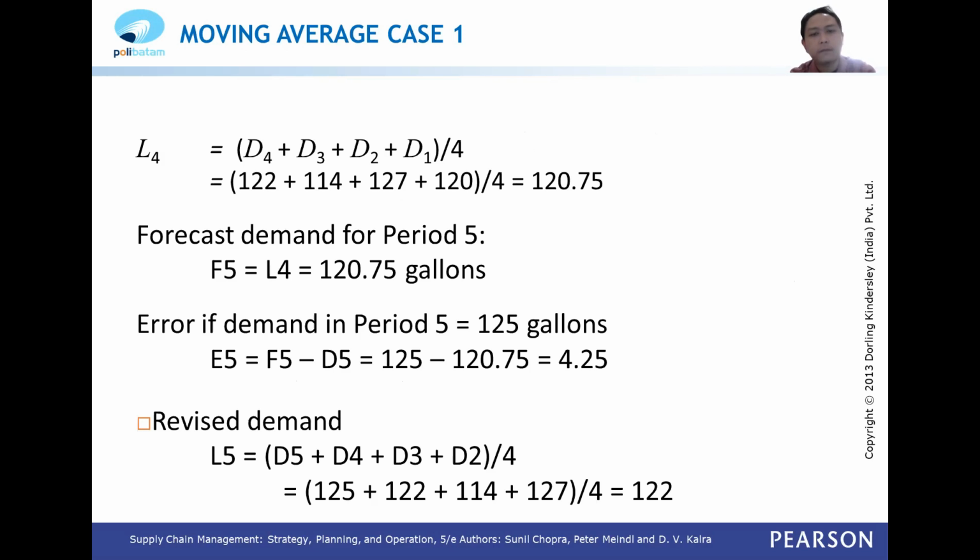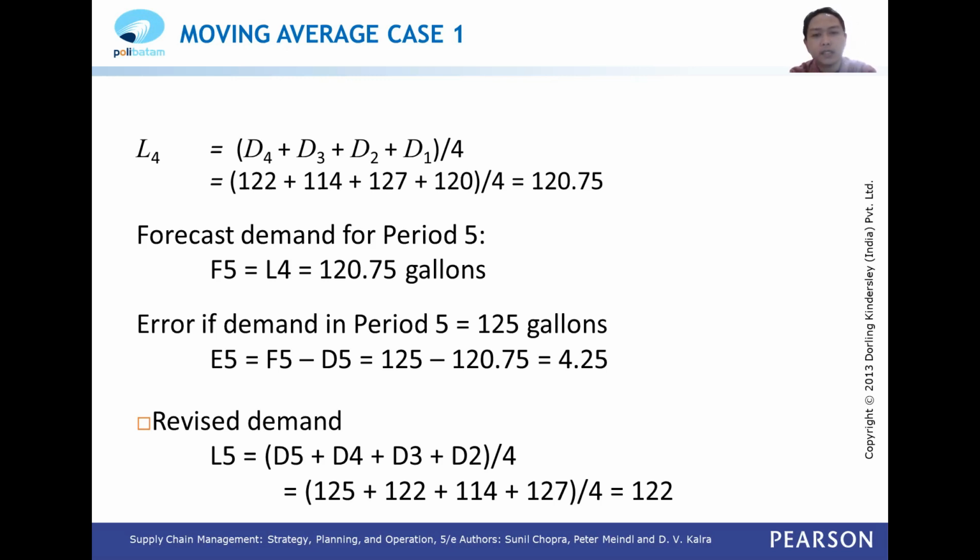Then to answer the questions above, based on the formula of the moving average, the level value can be found by calculating the sum of all demand values for n periods divided by n. And here we have each demand value in 4 periods. So the level in period 4 is equal to 120.75. Then to find the forecast demand in period 5, it is equal to the value of the level in period 4. So forecast in period 5, or F5, is equal to 120.75 gallons.